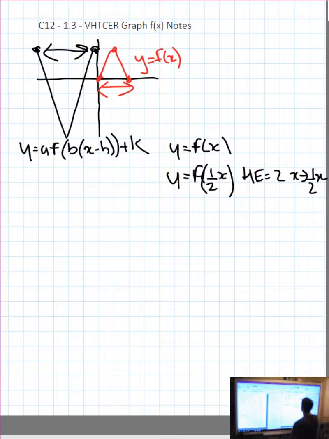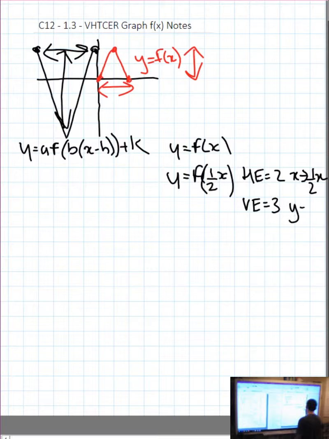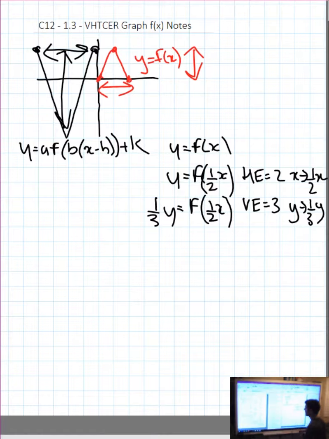Then I want to ask myself how tall the red is. Well, it's 2 tall. Now how tall is the black? Well, it's 6 tall. So that is a vertical expansion equaling 3. And I'm going to take y and put 1/3 y in for y. So 1/3 y equals f of 1/2 x. So I'm going to clean that up and multiply both sides by 3.